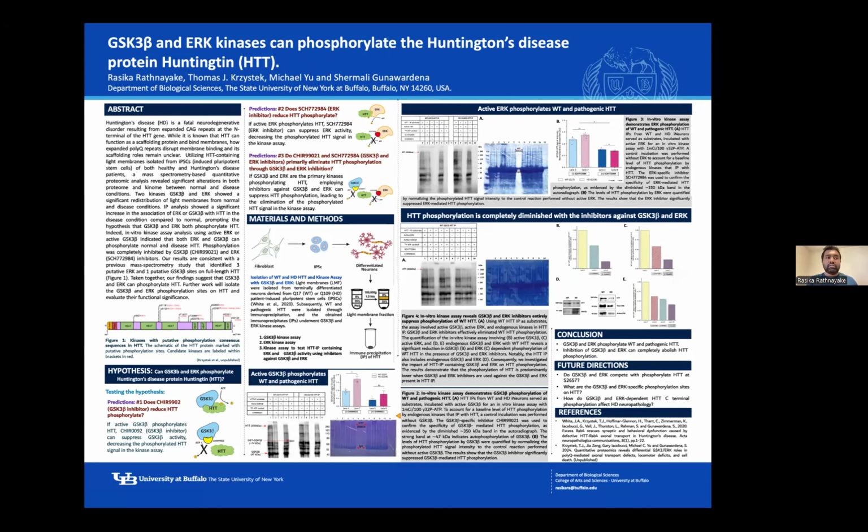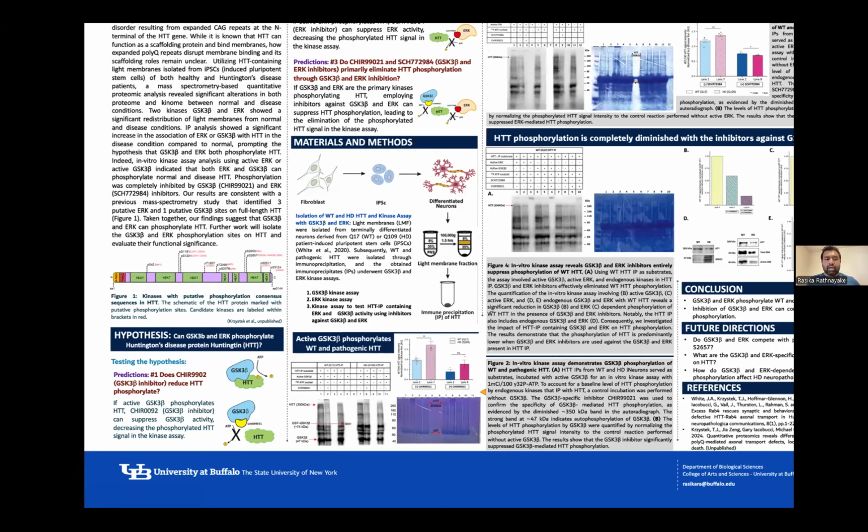Huntington's disease is caused by mutations in the Huntingtin protein. Normally the N-terminus of this protein contains 10 to 30 polyglutamine repeats, which is very normal. However, if it contains more than 50 or 100 repeats, it can lead to Huntington's disease.